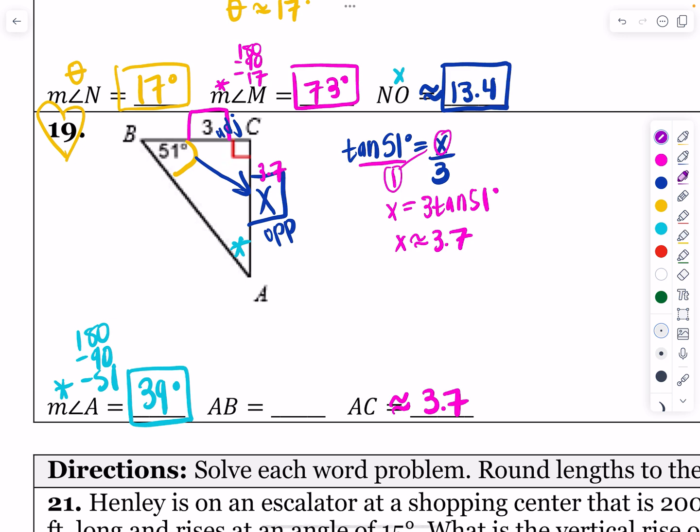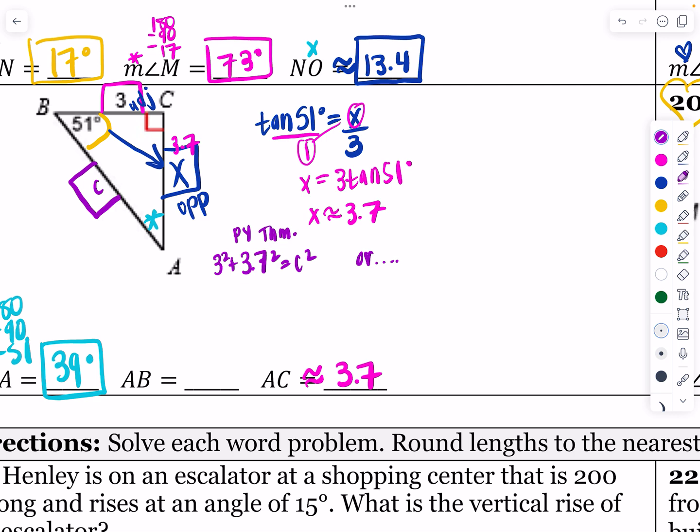So if you went the Pythagorean theorem route, you could go 3 squared plus 3.7 squared equals c squared. So that's the Pythagorean theorem route. I'll show you in a second that it's the same. Or we could use trig again. So if I'm solving for my c value, I'm going to be working with the adjacent and the hypotenuse. I'm going to work with the ones that were given because those are for sure more accurate if I didn't make a mistake. So I'm going to work with the 3 and the c.